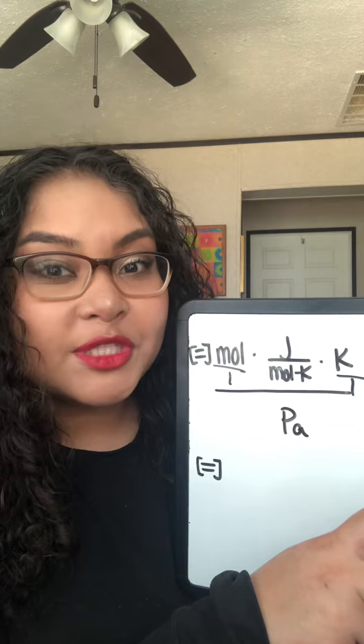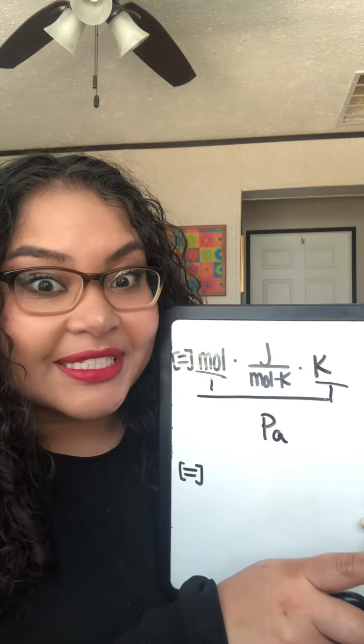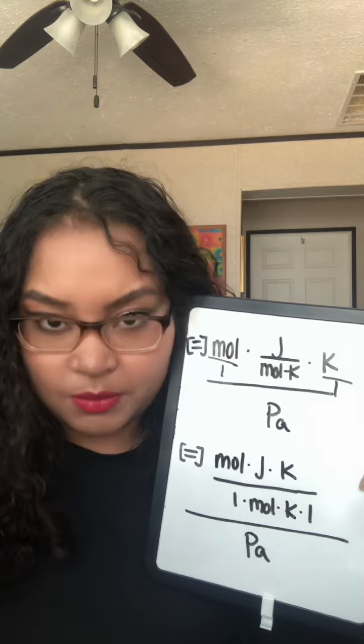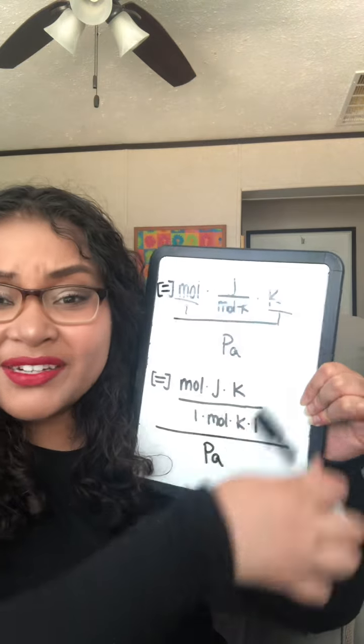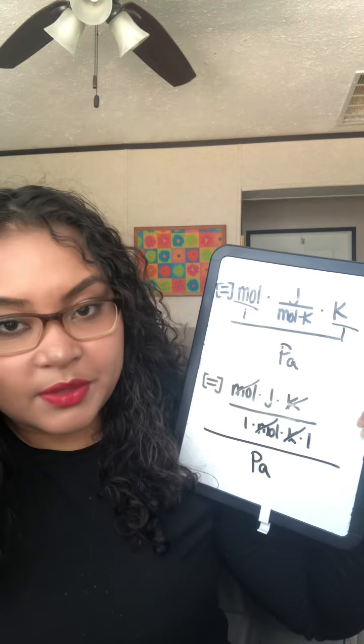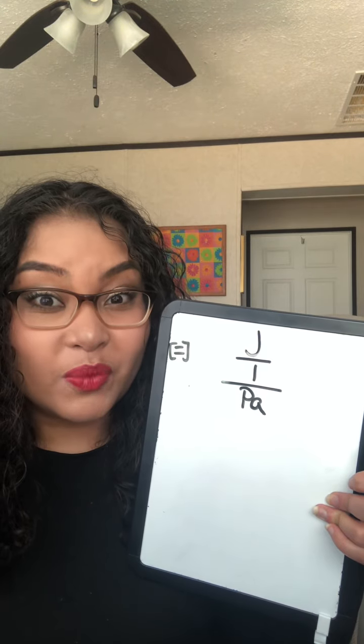All numerators are multiplied together and all denominators are multiplied together, but not that one. That mole dash Kelvin is not really a mole minus Kelvin, it's a mole times Kelvin. But now that we've got this, we can start canceling things out. Hey, look, moles, Kelvin, and then 1 times 1 is just 1. Now we're left with joules over 1 over pascals.